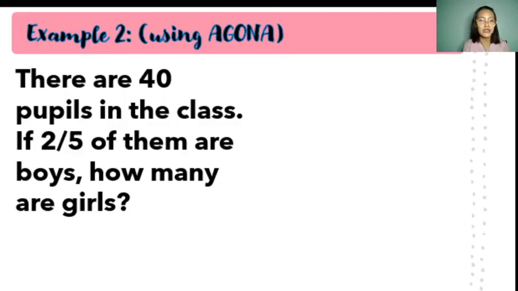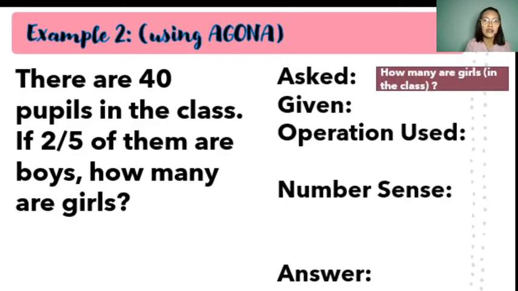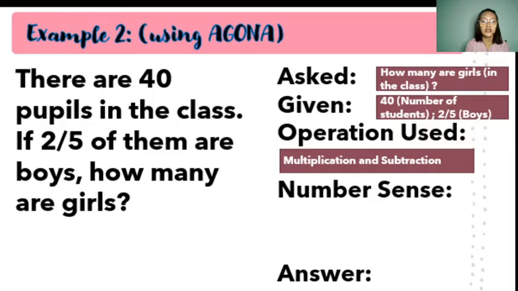Again, meron siyang opposing idea. Therefore, may hidden problem or hidden question siya. All you have to do is to solve that hidden problem first para mag-arrive or para makuha natin yung final answer. Again, using Agona, what is asked? How many are girls in the class? And then given 40 pupils and 2/5 of them are boys. Then operation use natin, since opposing siya, we're gonna use again multiplication and subtraction. Then for number sense, you have to multiply first before you subtract.